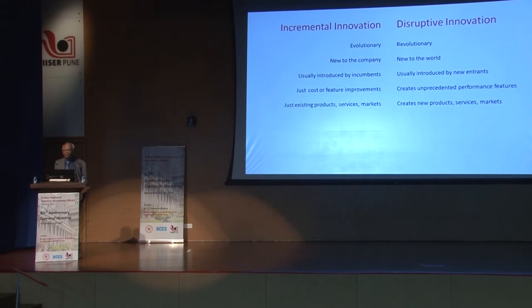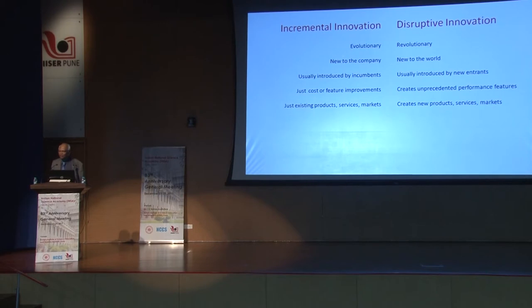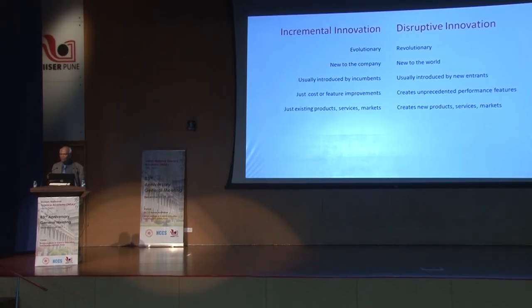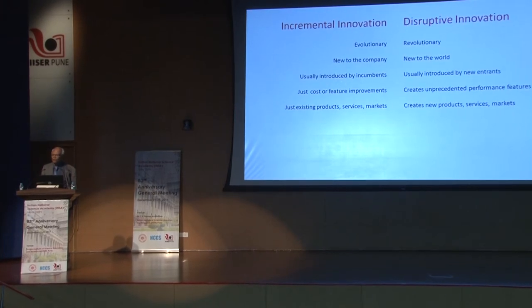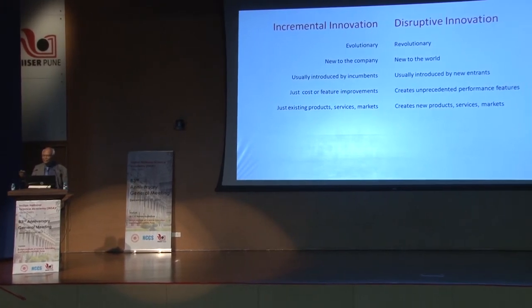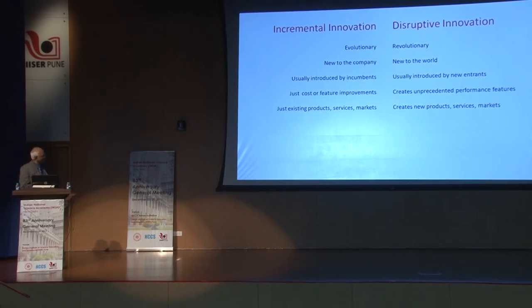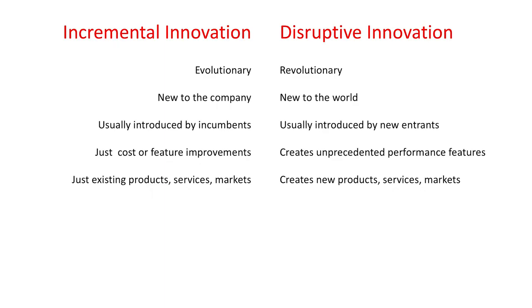The beauty with new entrants is that they meet that definition of innovator. Innovator is one who does not know it can't be done. Whereas those companies who have a mature business always feel nothing else can be done. It's a mindset issue. Here, we just try to create cost or feature improvements. Here it creates unprecedented performance features. And here, just existing products and services. Here it is entirely new products, services, et cetera.